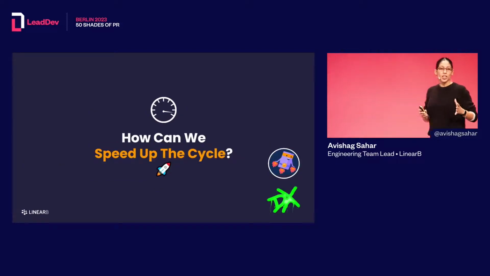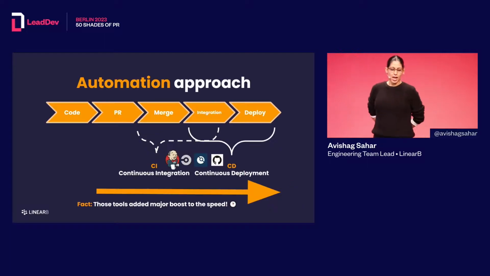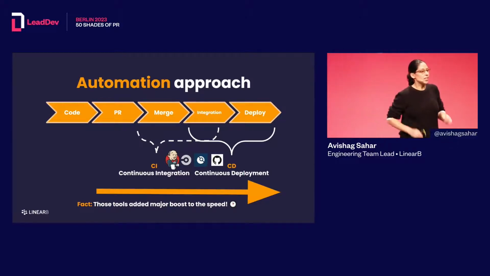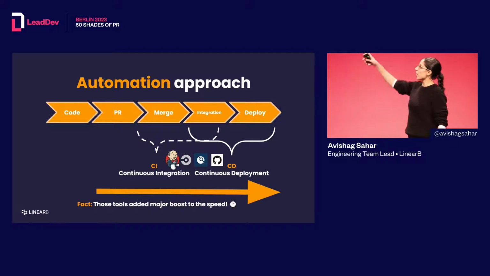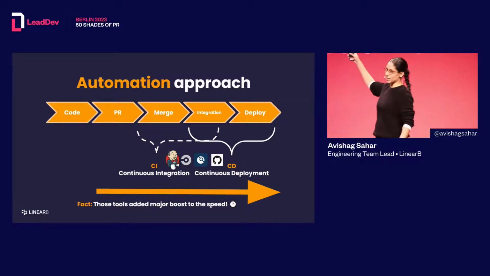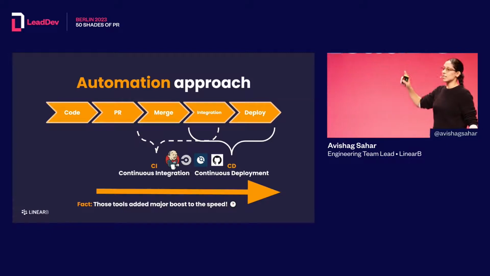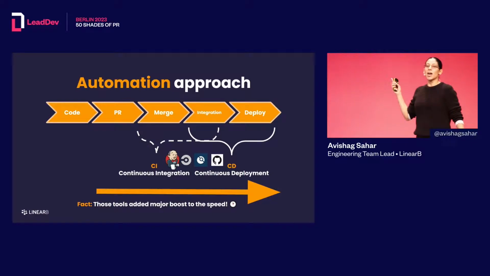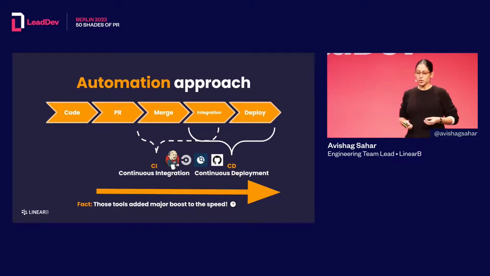Now, the question is, how can we speed up the cycle? The most intuitive way, and also the technical way, to do that will be the automation approach. Now, if we want to target the last part of the process, most of the time we will have CI and CD already integrated in our pipeline. Now, CI stands for continuous integration, while CD stands for continuous deployment.